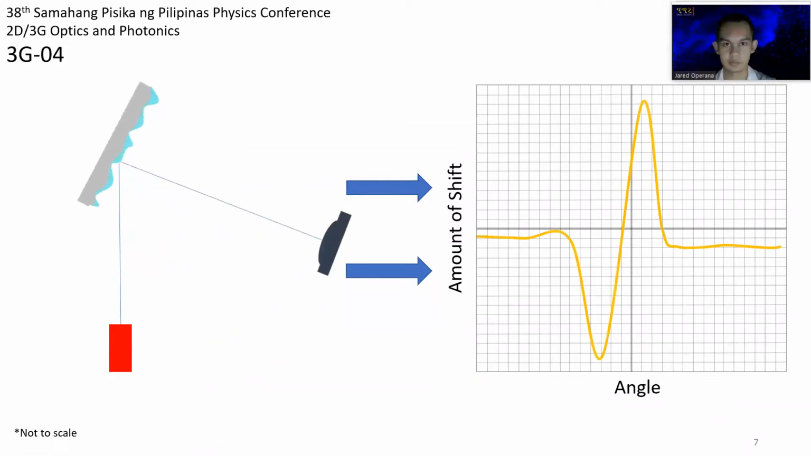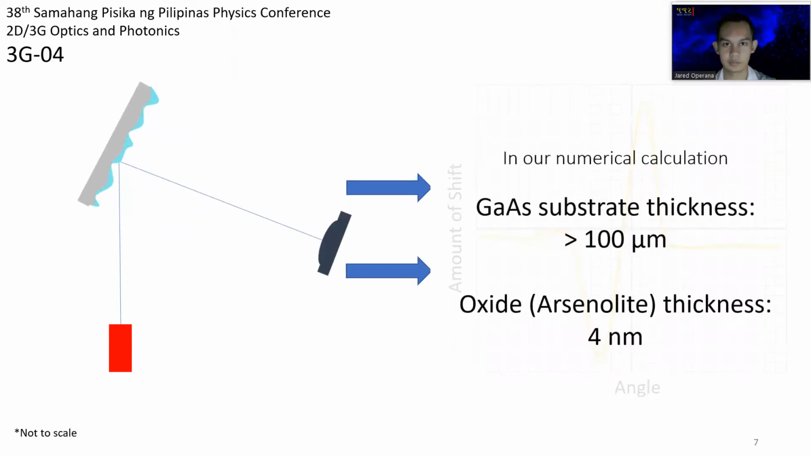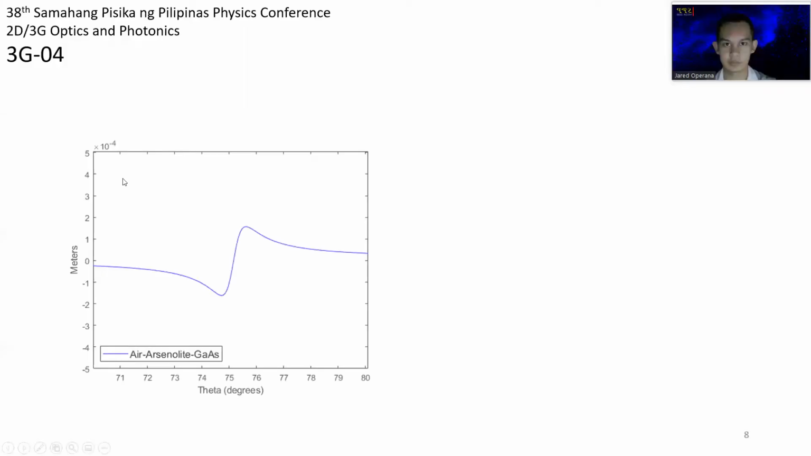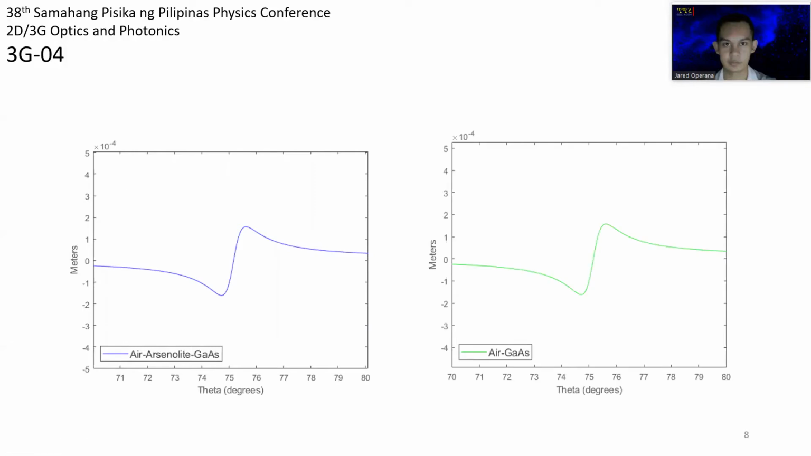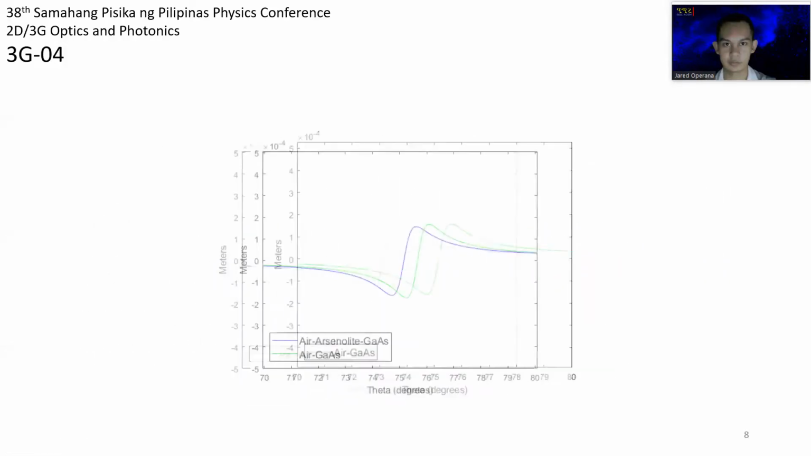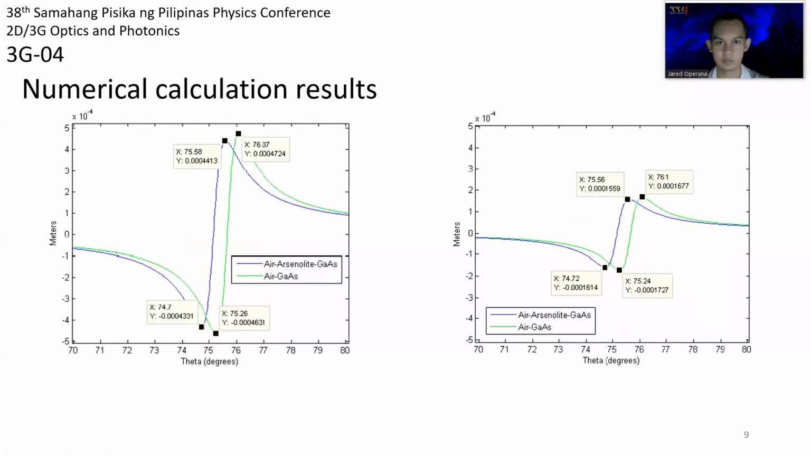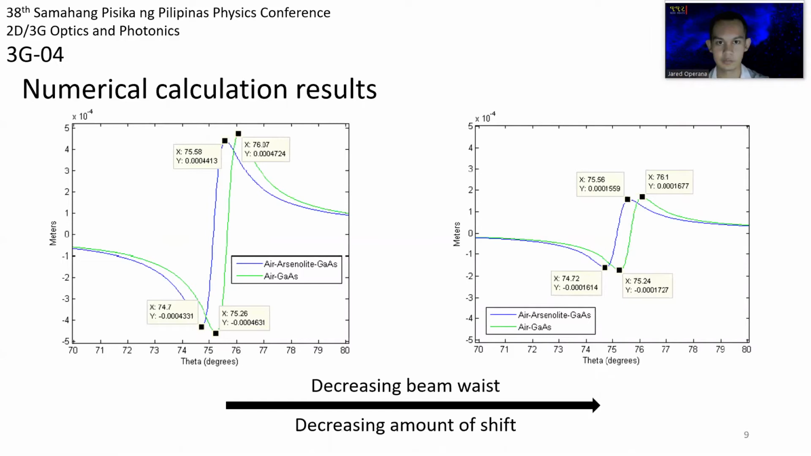For our numerical calculation purposes, the gallium arsenide substrate is assumed to be greater than 100 microns, while the thickness of the oxide is around 4 nanometers. For the results, it might seem at first glance that there is negligible difference between the two systems. However, when we superimpose the results, the difference becomes apparent. In addition, we can see from these results that we obtain decreasing amounts of shift when the beam waist of the incident beam is decreased.